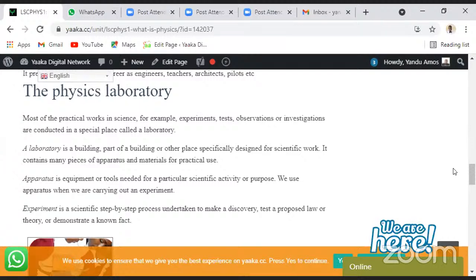So the scientific work we may do there might be an experiment. The experiment is the step-by-step process undertaken to make a discovery, or to test a proposed law or theory, or to demonstrate a known fact. Sometimes we say, when you take a body and leave it, it falls downwards, and this is just the theory. But is it true? For you to testify, you get a body, put it up, and allow it to fall. That is where you can draw a conclusion. This is known after demonstrating a known fact.